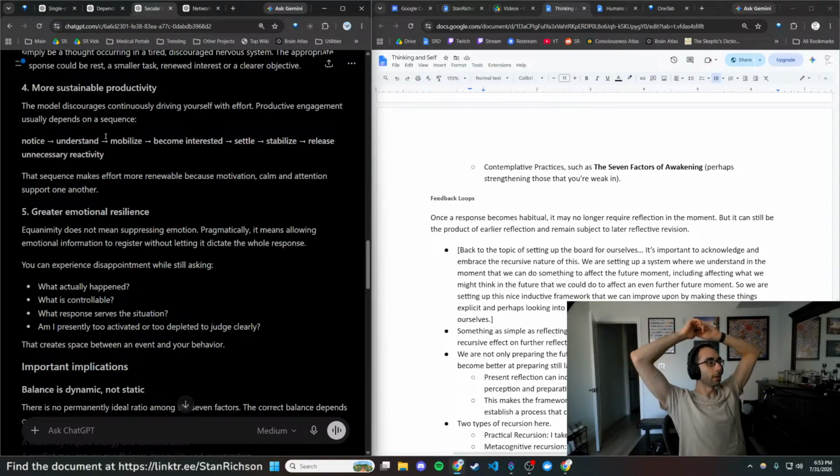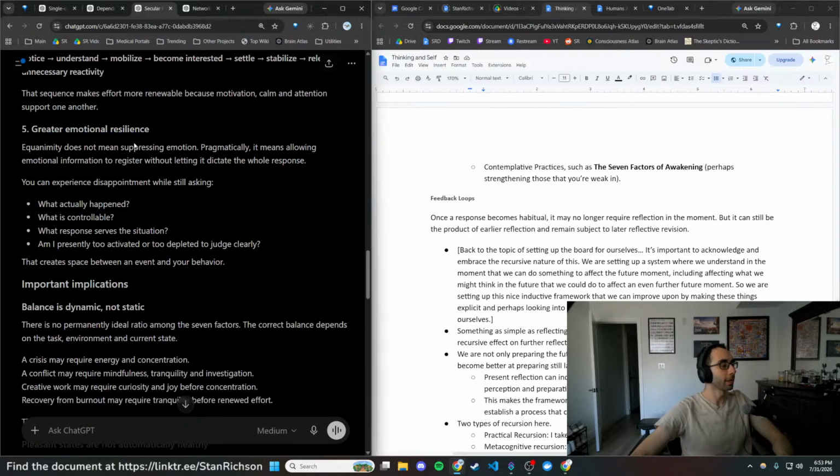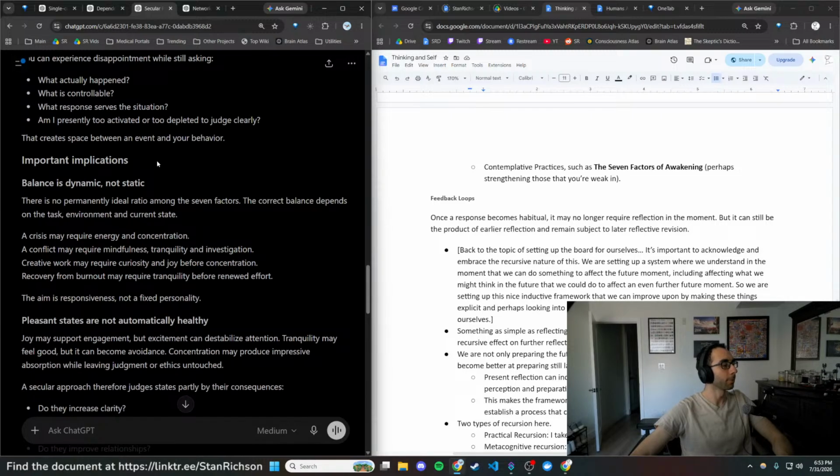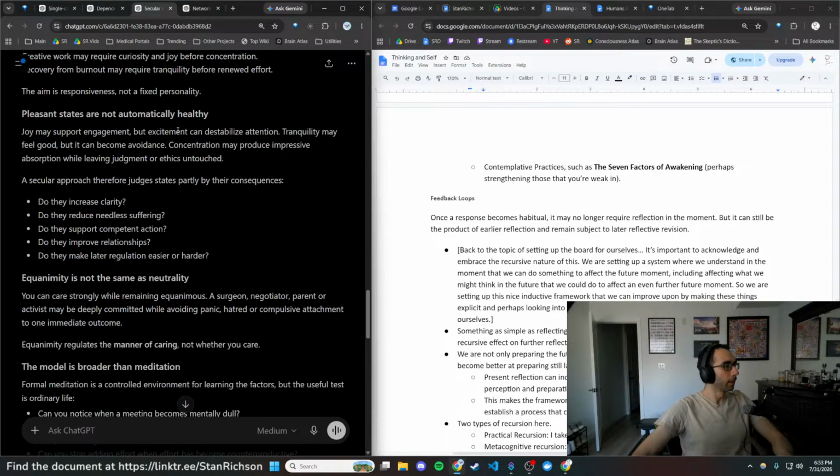I think it's going to be more important in terms of how you can notice them in your own experience, which I guess these are partly providing. Some more sustained productivity, greater emotional resilience. Yeah, these are pretty broad though. These aren't going to be clear ways you can notice them. All right.